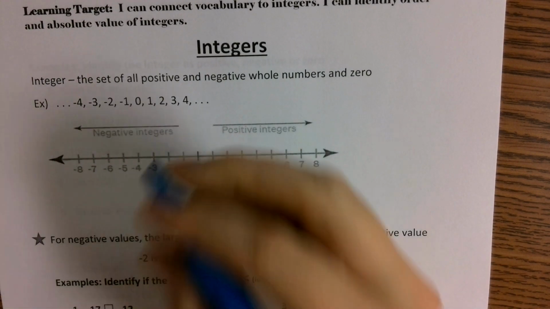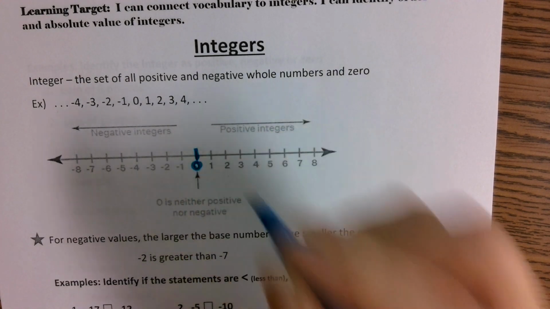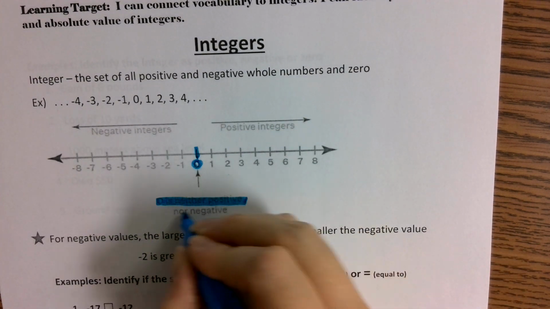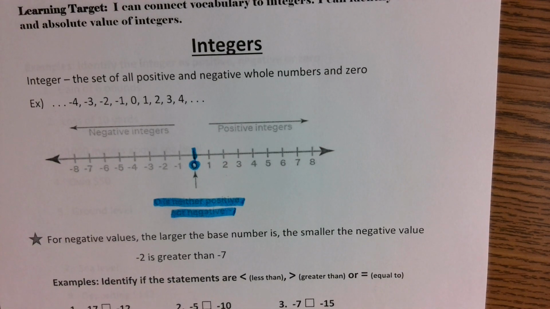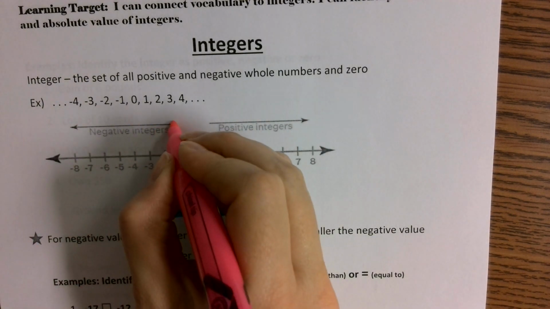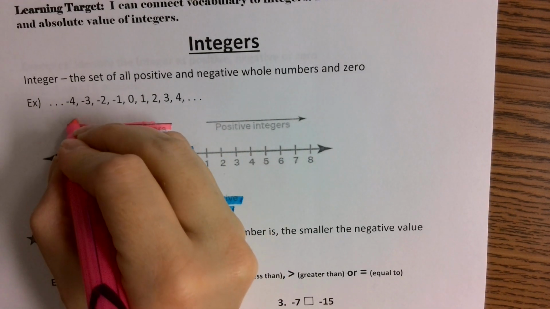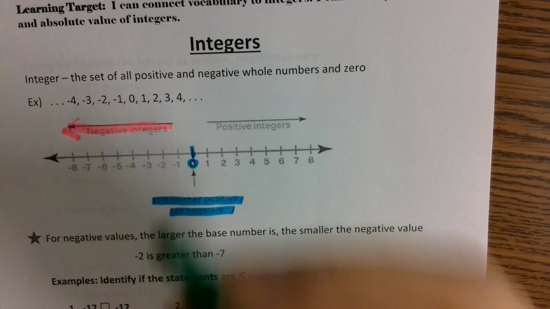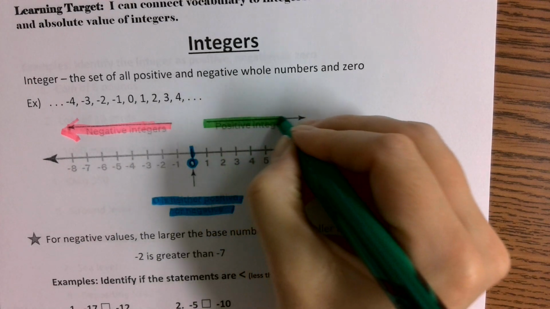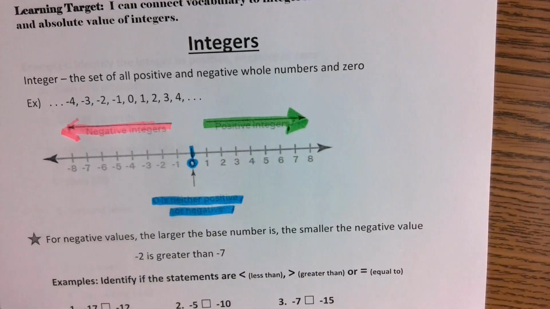I'm going to highlight that in my blue, that it is neither positive nor negative, and that my negative values on a number line tend to take place here on the left side of the number line. So I'm going to highlight that in my pink. And then in my green, I'm going to highlight where the positive values would take place. They take place to the right side of my number line.